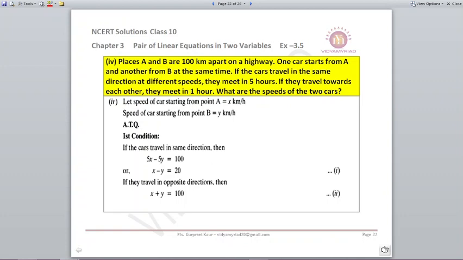So we are given two cases. Case 1 is when they are traveling in the same direction. It means 5x minus 5y is equal to 100, as they are 100 kilometers apart. It is easily divided by 5. So I can also write x minus y is equal to 20. Let it be equation number 1. Now when they are traveling in the opposite direction, that means x plus y will be equal to 100, and it becomes equation number 2.